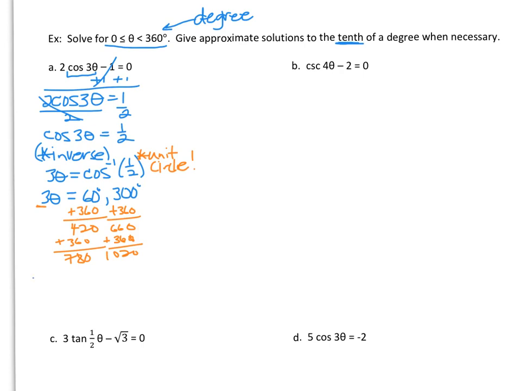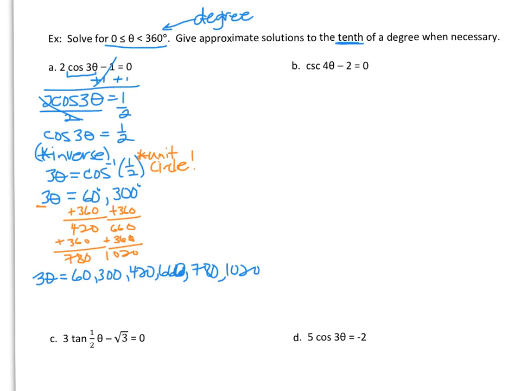What I'm going to do is just list them all out. 3 theta equals, we have 60 and 300. Then we have 420 and 660. Whoops, 60. There we go. And then 780 and 1,020. So we have 6 different answers, triple the amount of the normal answers because b is 3.